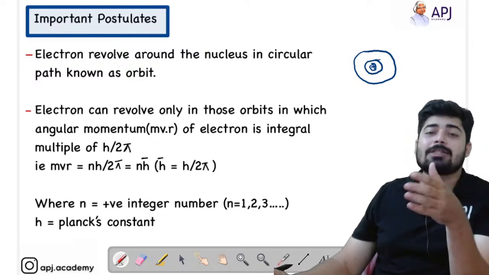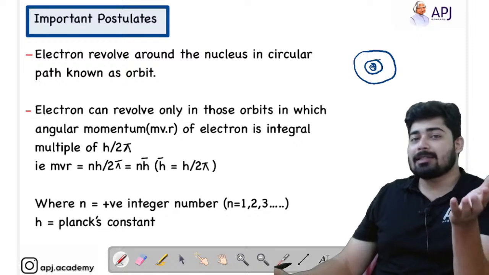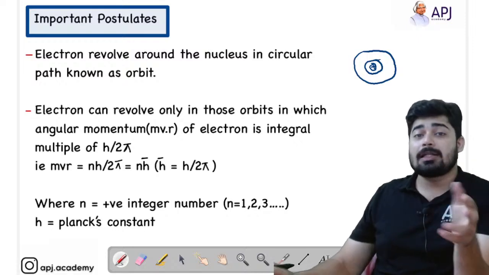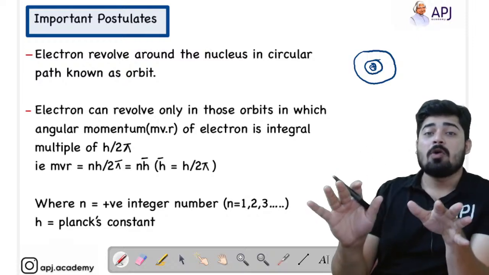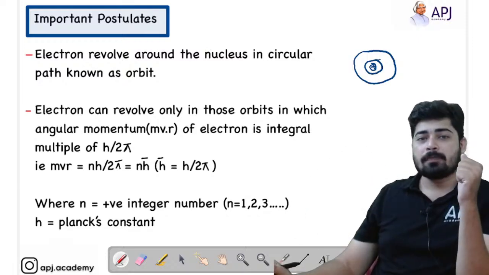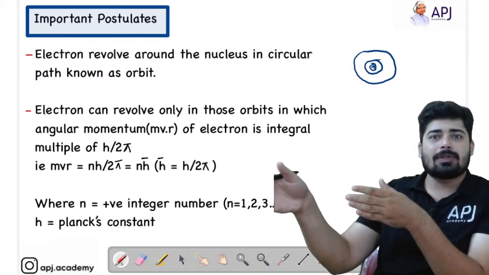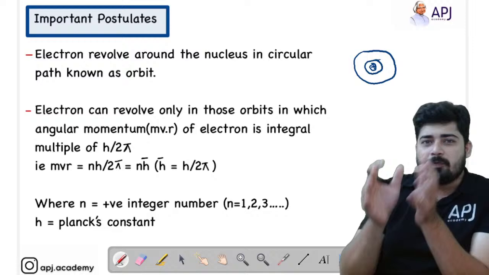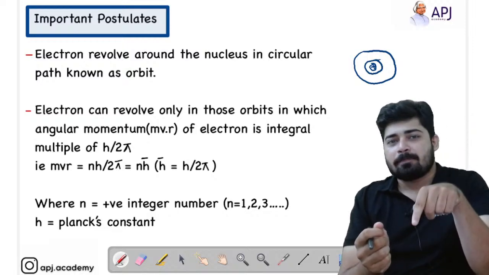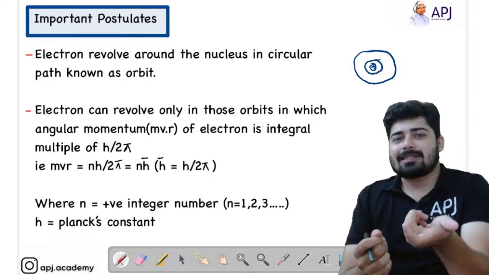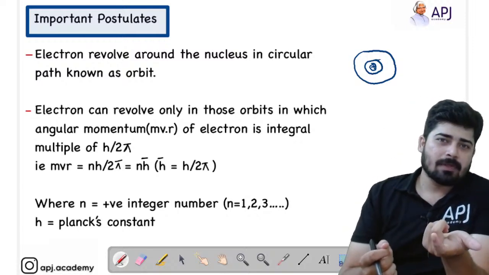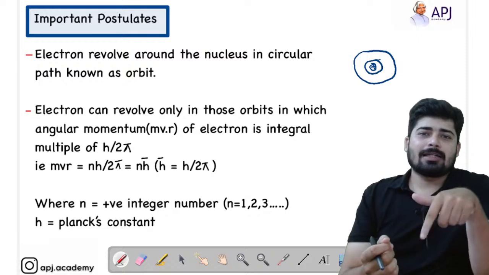I know that many students write these limitations in their exams, that Rutherford cannot explain the stability, but none of the students know what actually the stability is. This is related to Maxwell's theory. Maxwell said that if the electron is revolving, then obviously it uses kinetic energy. Yes, we have studied in physics, if velocity is there, then obviously there will be energy. So energy cannot be conserved in the same state.